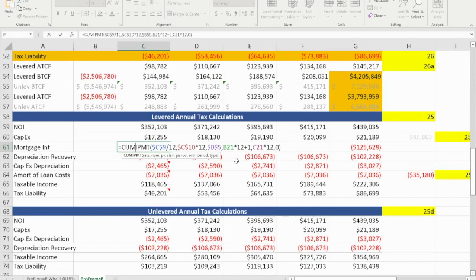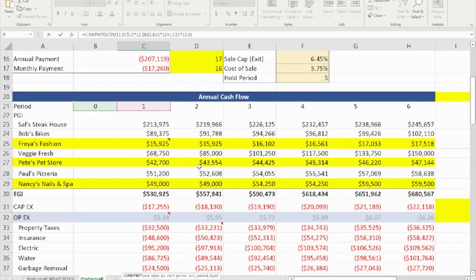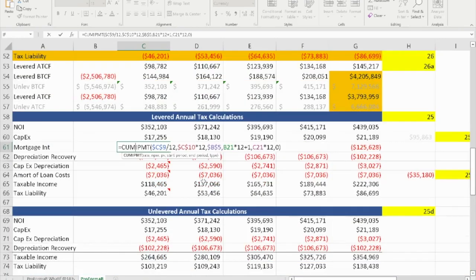Okay, this one's interesting, so I have to follow this instruction here. You don't anchor these, but it's important to see that we're saying the start period is B21 times 12 plus 1. What does that mean? B21 happens to be 0. The start period is simply 1, because 0 times 12 is 0, plus 1 is 1. The reason we do that is so that when we drag it across, it does it automatically for the subsequent years.